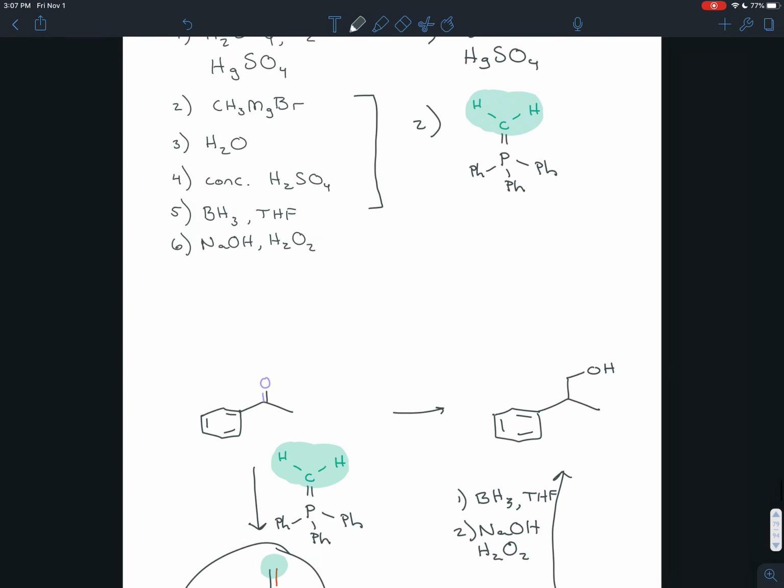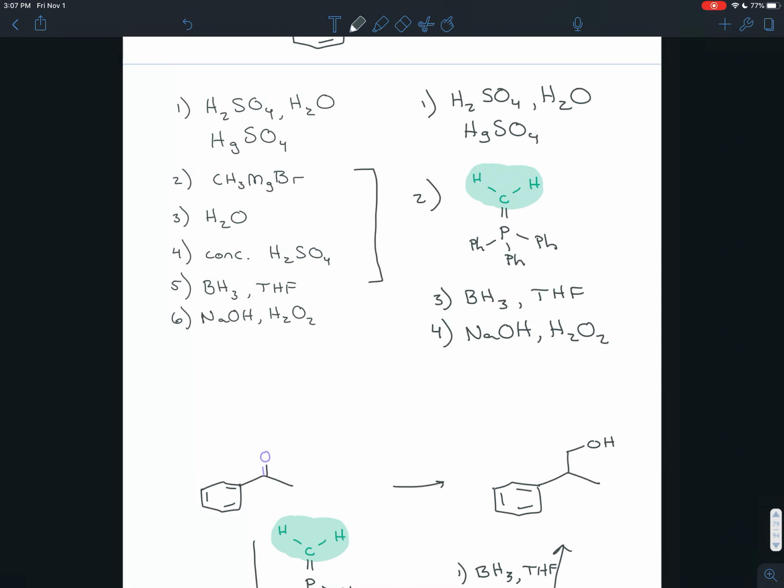And then we just do the hydroboration oxidation, which we have to do in both of them. So the third would be borane and THF, followed by sodium hydroxide and hydrogen peroxide. So really the Wittig reagent is the more efficient synthesis here.